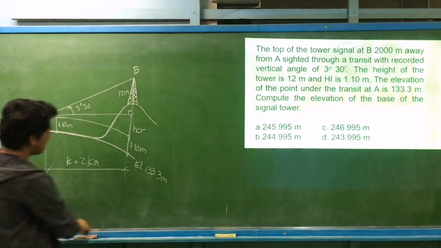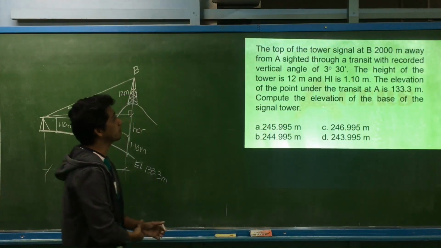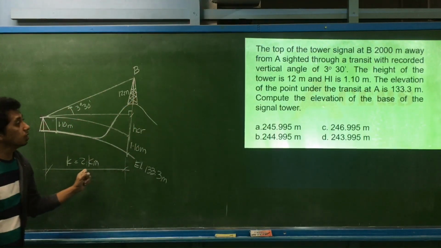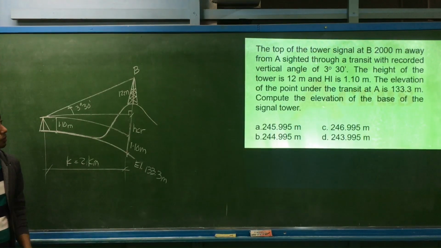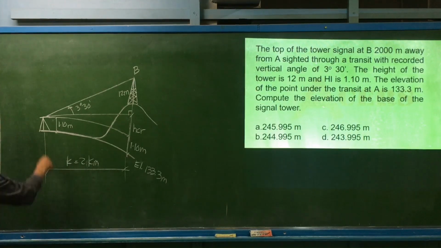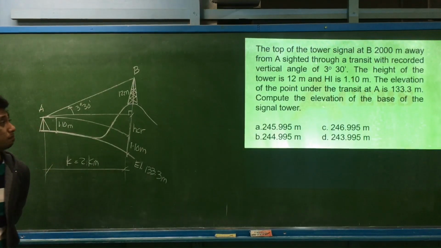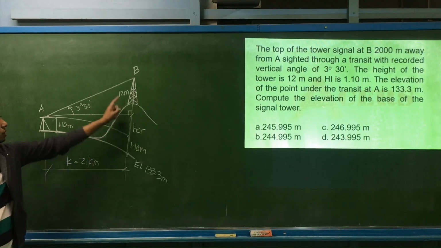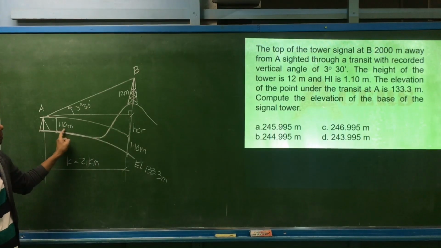Next example. Error due to Earth's curvature and refraction. So, the top of the tower signal at B, which is 2,000 meters or 2 kilometers away from A. So, sabihin natin yung location ng transit is at point A. Sighted through a transit with a recorded vertical angle of 3 degrees at 30 minutes. The height of the tower is 12 meters. And height of the instrument is 1.10.